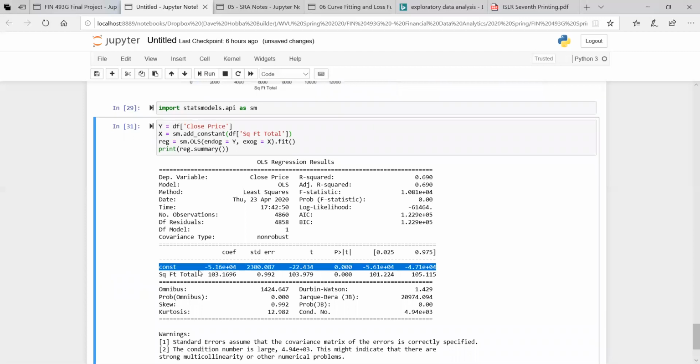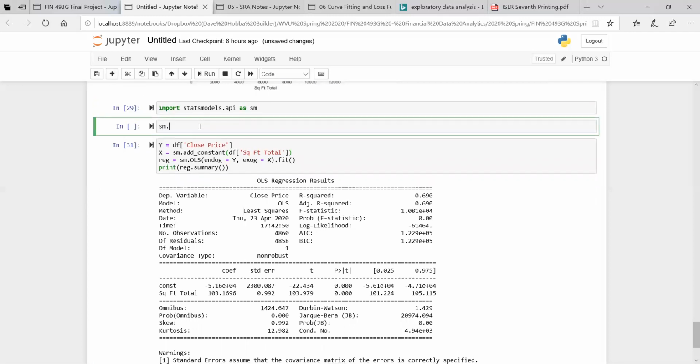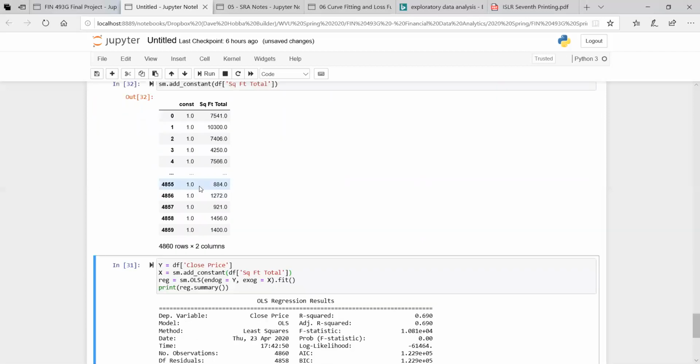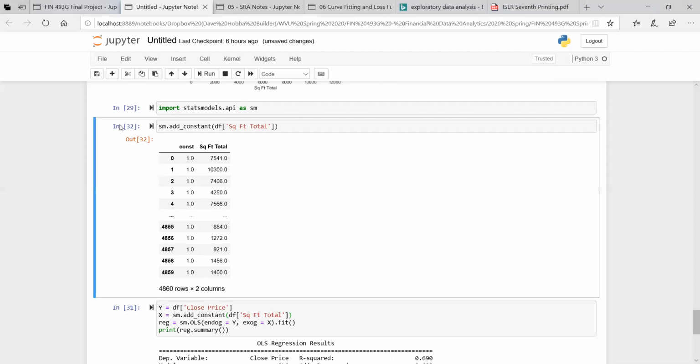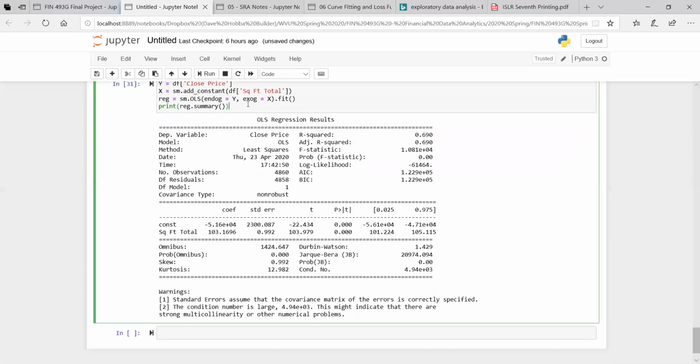So this is the intercept. And what this does is it adds a column of constant. So if we do add_constant, we'll give it square feet total. It creates a column of 1s. This is necessary in order to do the ordinary least squares regression. So don't forget that whenever you go through the project. All right, so now we have our OLS, our ordinary least squares regression results.